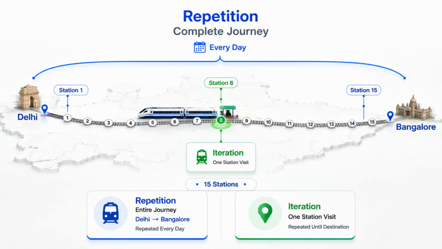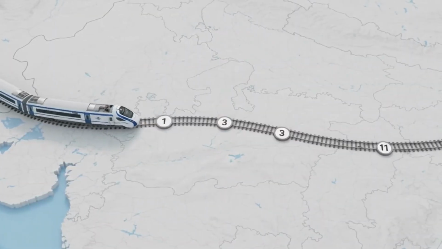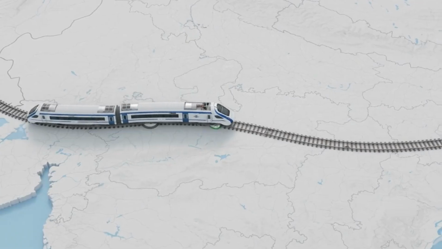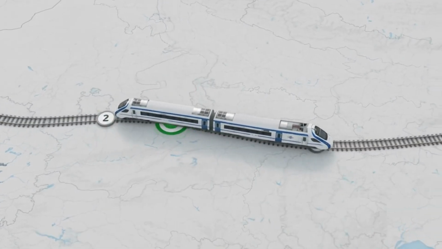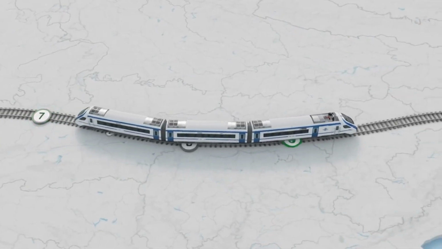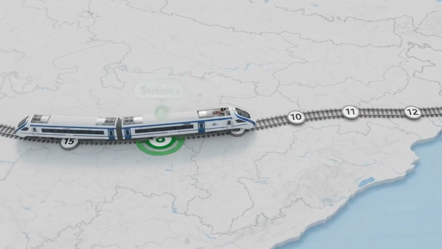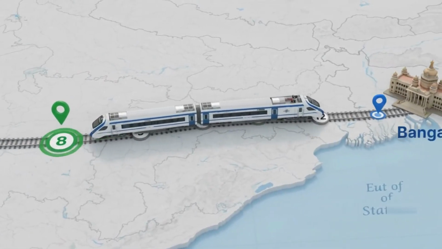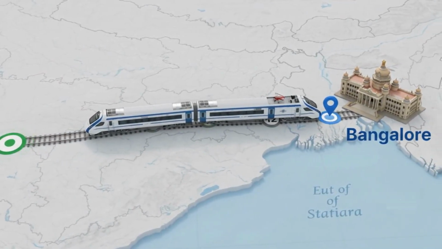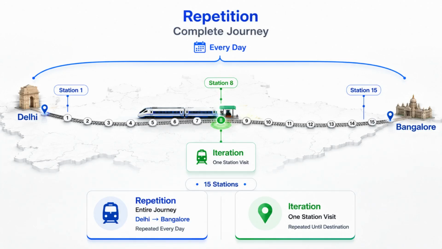This is called repetition. Now imagine that during this journey, the train does not go directly from Delhi to Bangalore. There are many stations, and at each station the train stops as per its schedule. Every time the train reaches one station, it stops and then moves to the next station, for example from station 1, station 2 and so on until station number 15. So the complete journey from Delhi to Bangalore repeated every day represents repetition, and each individual station visited during that journey represents an iteration. This is exactly how loops work in programming.